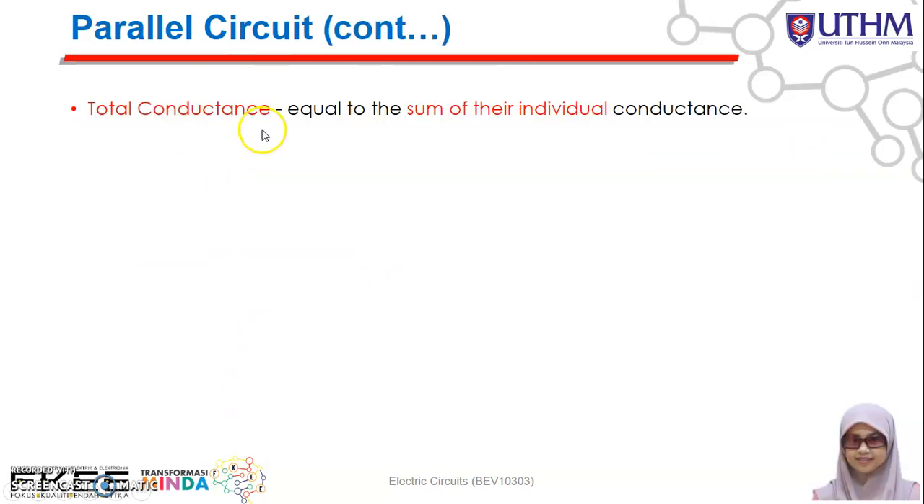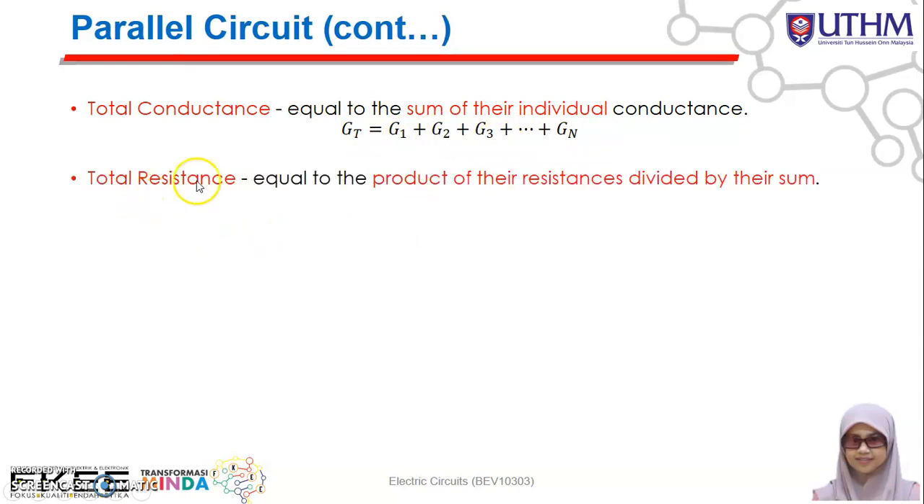The total conductance is equal to the sum of the individual conductances, where in this case G total is equal to G1 plus G2 plus G3 and so on. And then the total resistance of your parallel circuit is equal to the product of the resistances divided by their sum. It means that R total is equal to R1 multiplied by R2 multiplied by R3 until Rn, divided by the sum R1 plus R2 plus R3 plus until Rn.